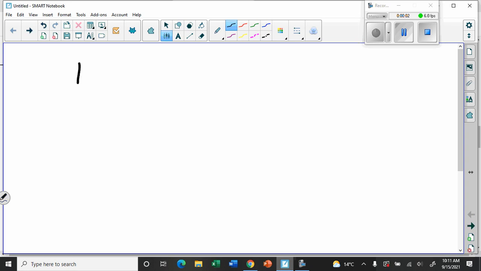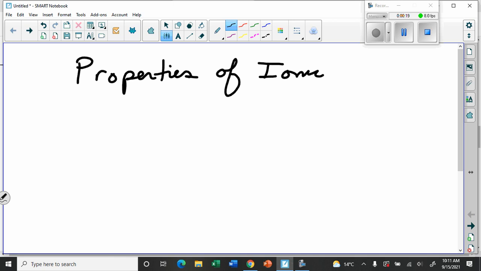All right, properties of ionic compounds. We've already seen how they form and how their bonding works. Let's talk about how that kind of bond reflects in the properties of these compounds. So remember, an ionic compound is made when two atoms form an ion.